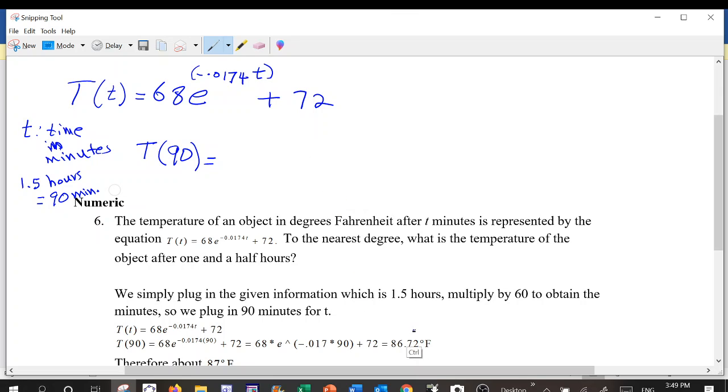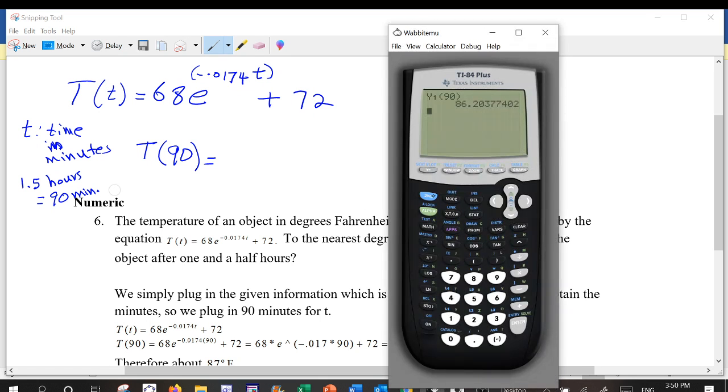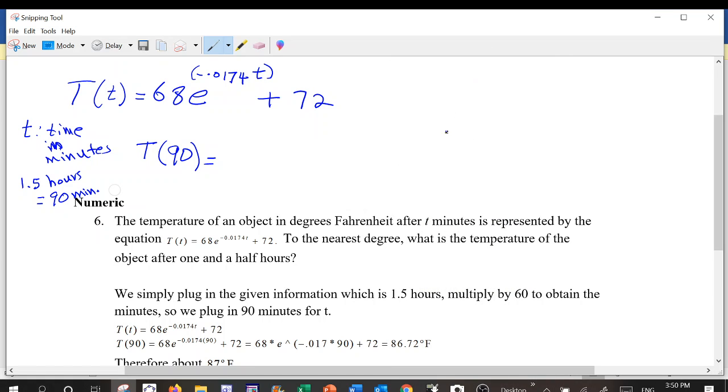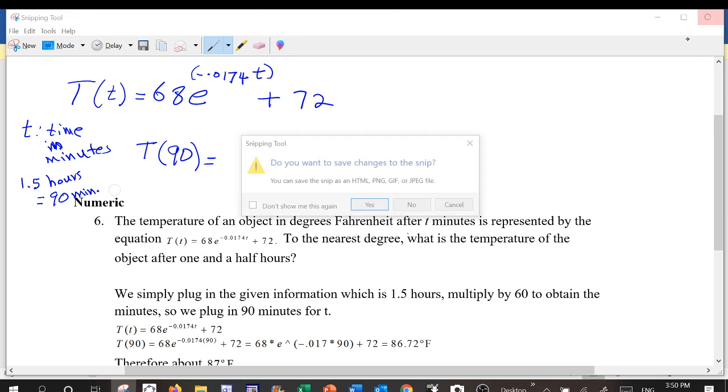The answer here is a little bit off. So the answer in the calculator is actually correct, because we put the correct function in there. Let's see, 68 negative 0.0174x plus 72, that's correct. So what we got in the calculator is correct. It should be 86.2. So that's how we do this problem.